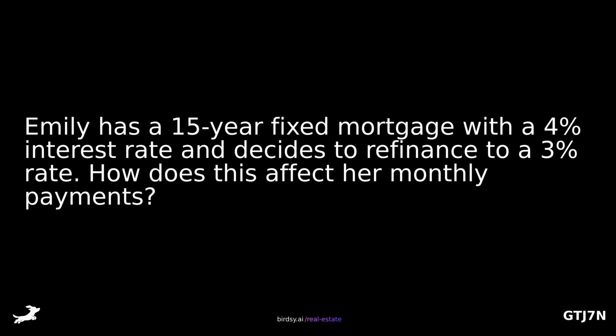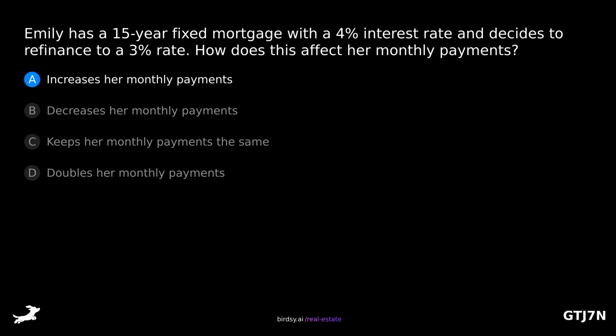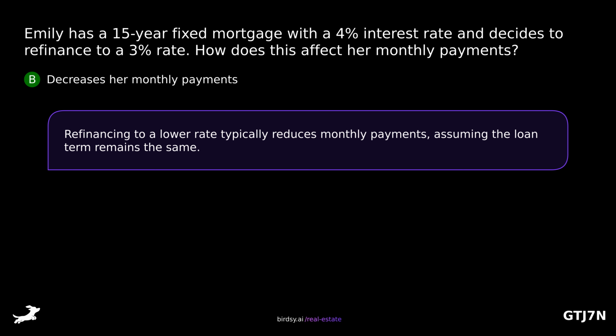Emily has a 15-year fixed mortgage with a 4% interest rate and decides to refinance to a 3% rate. How does this affect her monthly payments? Is it A, increases her monthly payments, B, decreases her monthly payments, C, keeps her monthly payments the same, or D, doubles her monthly payments? The correct answer is B, decreases her monthly payments. Refinancing to a lower rate typically reduces monthly payments, assuming the loan term remains the same.